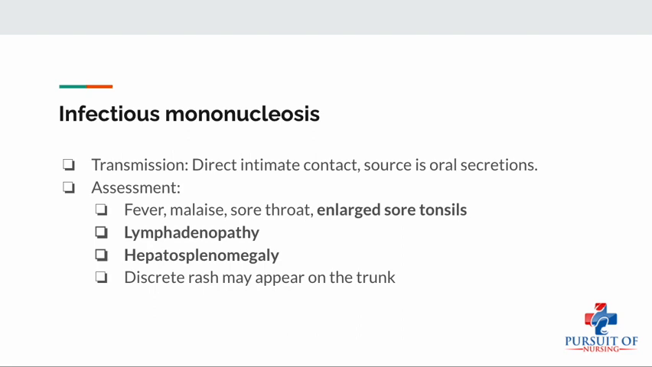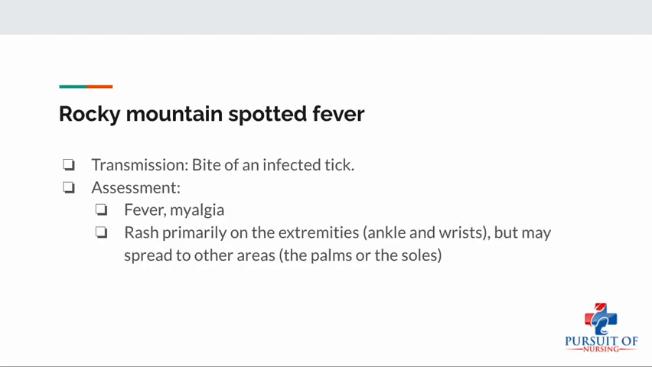Infectious mono is transmitted via direct intimate contact. The source is oral secretions. This patient is going to have a fever, sore throat. They're going to have enlarged, very tender tonsils. They're going to have lymphadenopathy and then hepatosplenomegaly as well. For this patient, you want to monitor for splenic rupture. Signs of splenic rupture are going to include abdominal pain, left upper quadrant pain, or left shoulder pain.